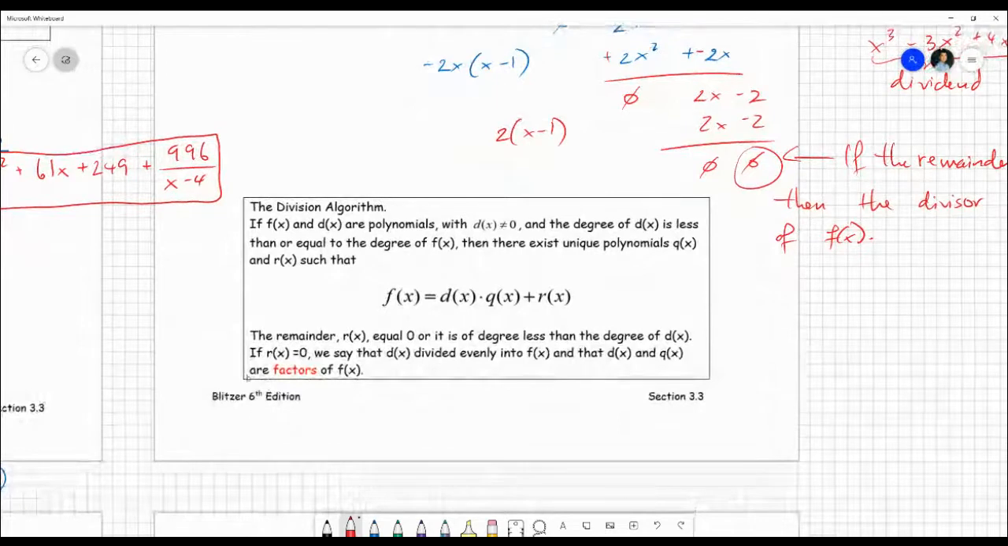And so the last part here, the remainder R(x), if it equals 0, then it's said that the divisor and the quotient are factors of the dividend. So this is what I explained to you earlier here. So these two are factors of f(x), and f(x) here is our dividend.